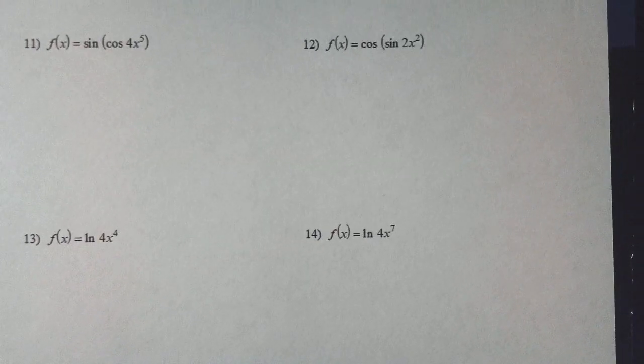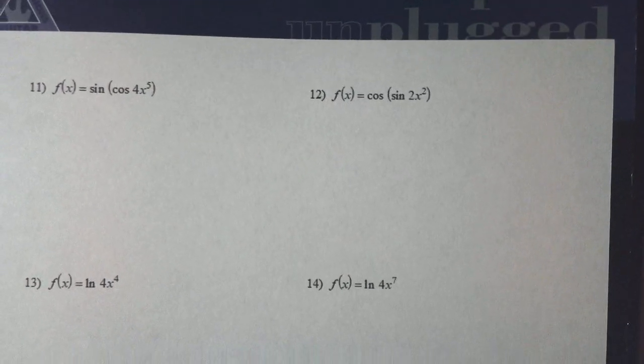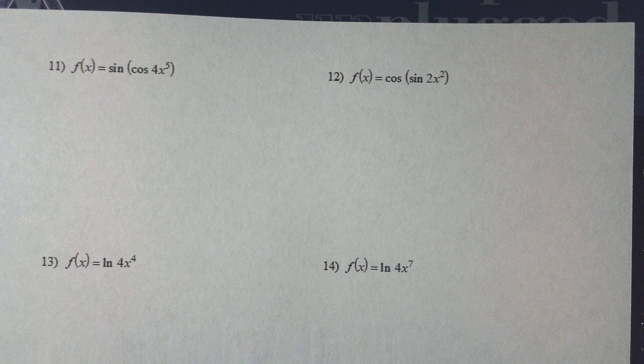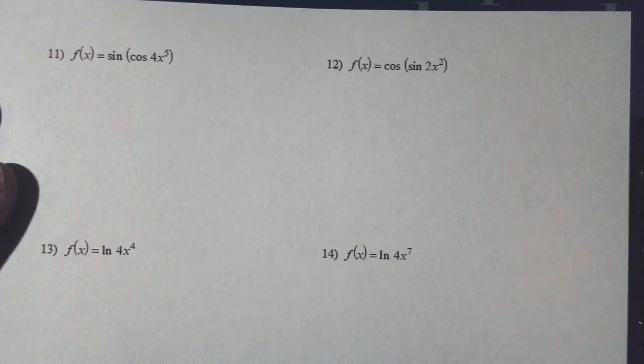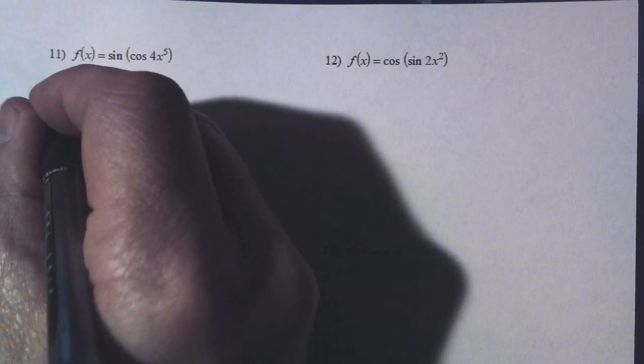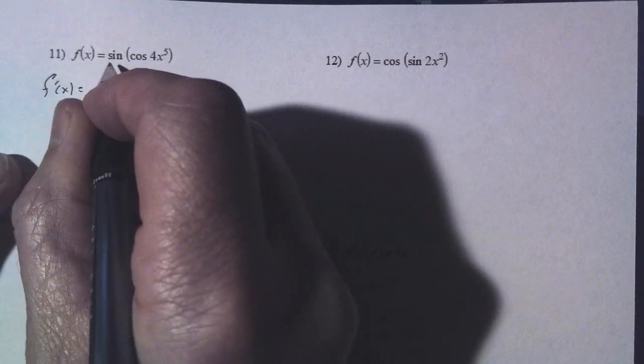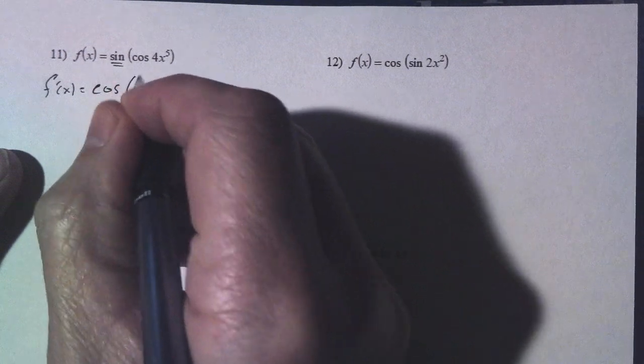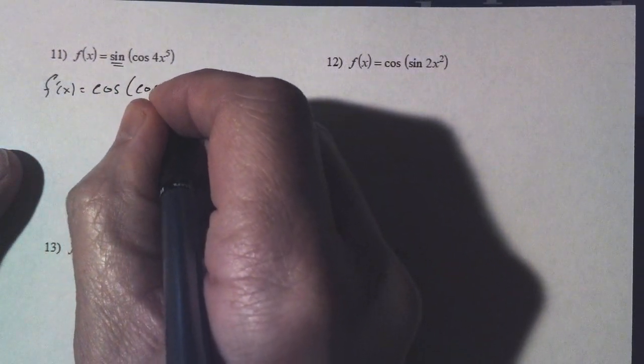So number 11, at any point, feel free to try these on your own, work ahead, because we only have a couple more like these. They're very, very similar to one another. F prime x equals, treat actually the grandmother here. We get cosine of, leave the rest alone.